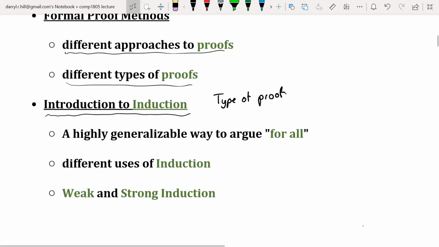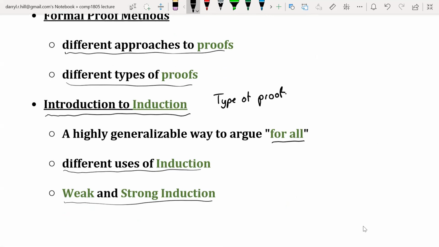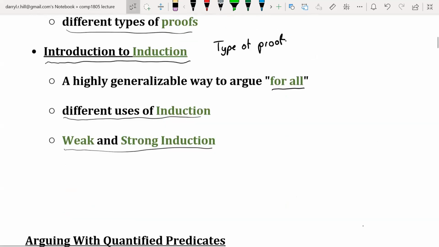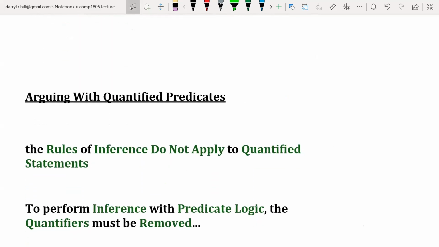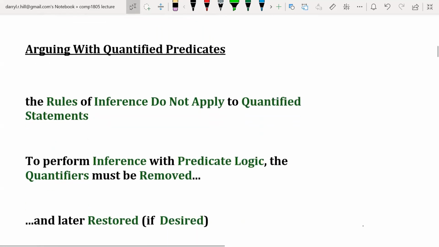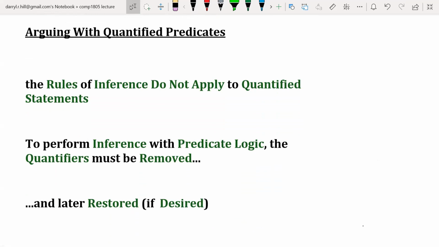And it's a highly generalizable way to argue for all. So this quantified predicate idea, where we say something is true for all of these things, induction is one way to argue that. We're going to look at some of the different applications of it, and then we'll look at weak and strong induction. And so your second assignment has 2 questions on induction, one on weak induction and one on strong induction. So at least 2. Maybe more.